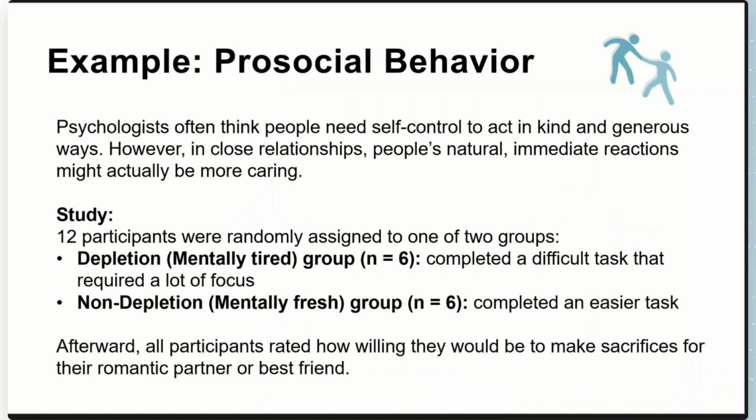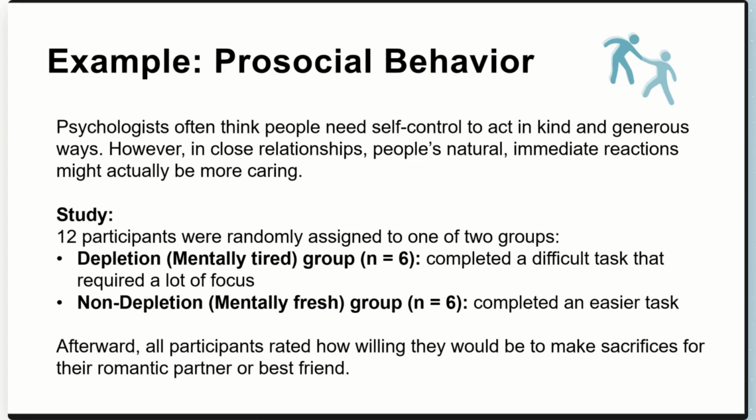So our example here is we're looking at two different groups. We have 6 participants who are assigned to what is called a depletion group, or mentally tired, and then 6 participants who are in the non-depletion group, which is considered mentally sort of fresh. And we're looking at the differences in ratings of willingness to make sacrifices for their romantic partner or best friend, and that's our dependent variable. So we're really looking at the differences in what is called pro-social behavior, which is the behaviors that we do for the benefits of others.